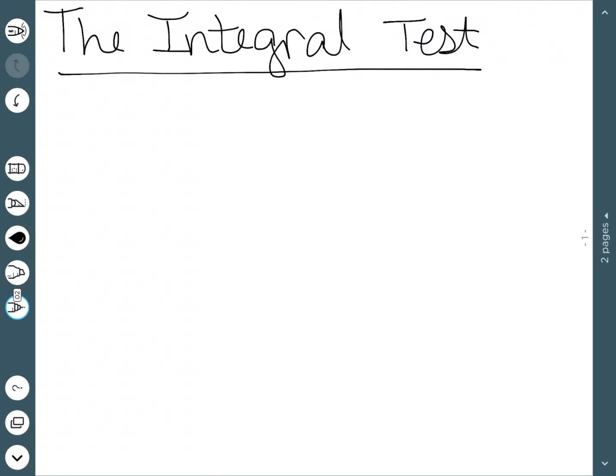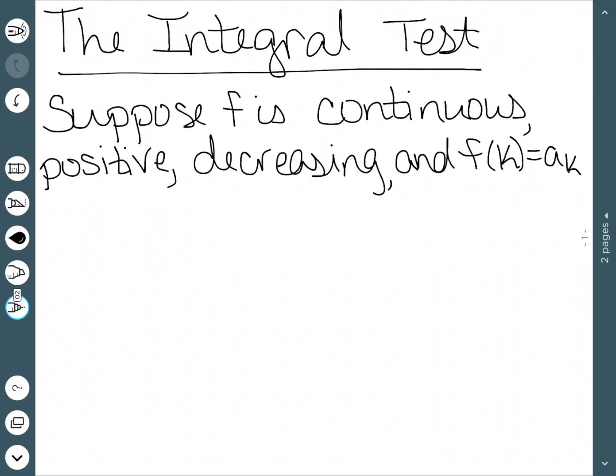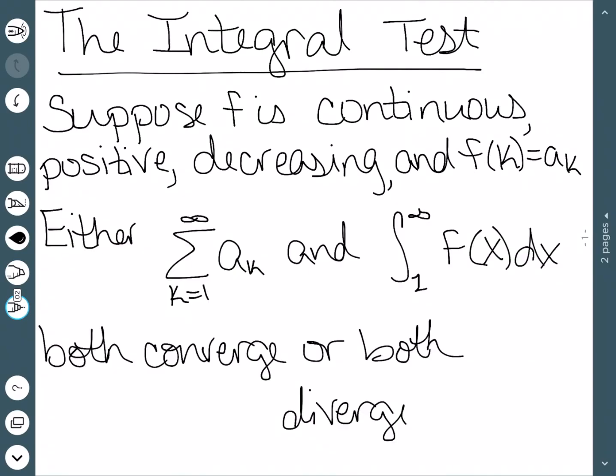The next way we're going to determine series convergence is with the integral test. In order for the integral test to be used, we need our function f to be continuous, positive, decreasing, and we need f of k to be equal to a sub k. So for positive integers, our function is equal to our series.